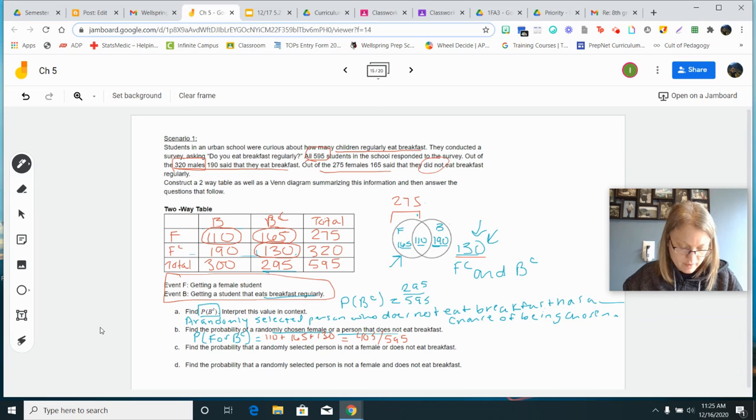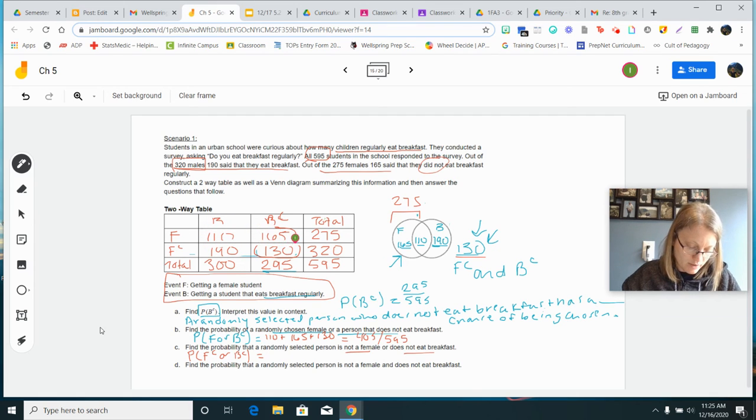Then for C, we have the probability that a randomly selected person is not a female or does not eat breakfast. In terms of probability notation, you're not a female or you don't eat breakfast, but you can also be not a female that also doesn't eat breakfast. So there are not many mutually exclusive events here. Let's get our not females first. That would basically be any of my males.